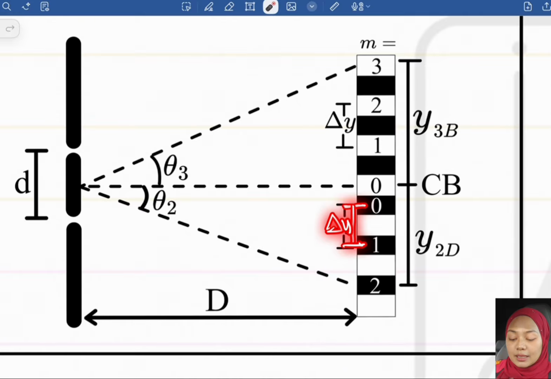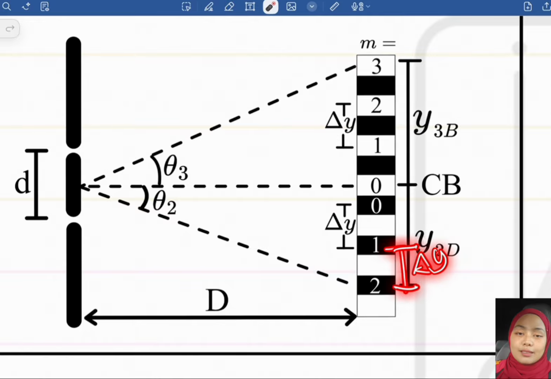So this delta Y is the same as the delta Y here. It doesn't matter. If you take a bright fringe with its neighbouring bright fringe, this is your delta Y. If you take a dark fringe with its neighbouring dark fringe, this is also delta Y. And the last one is the angle.